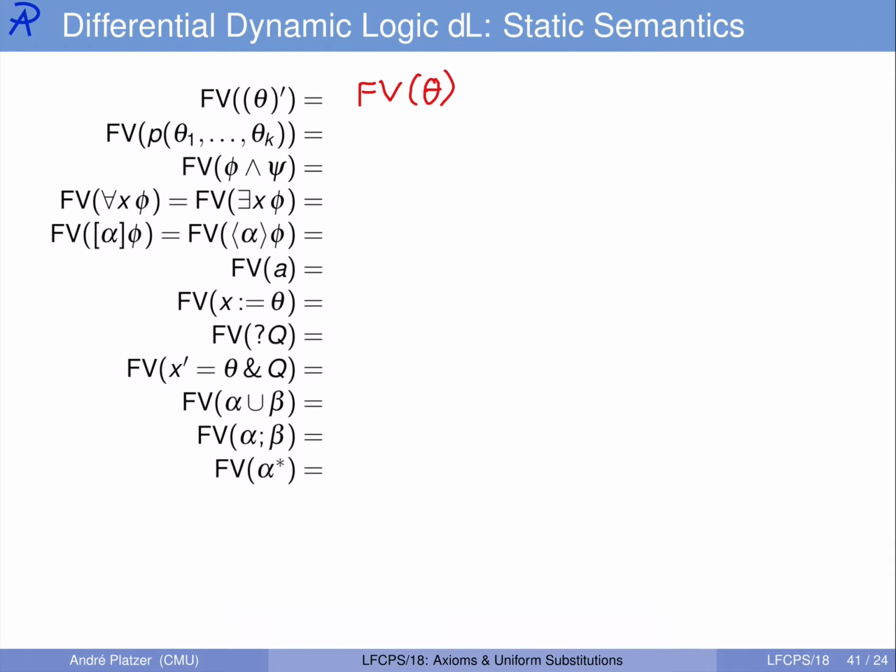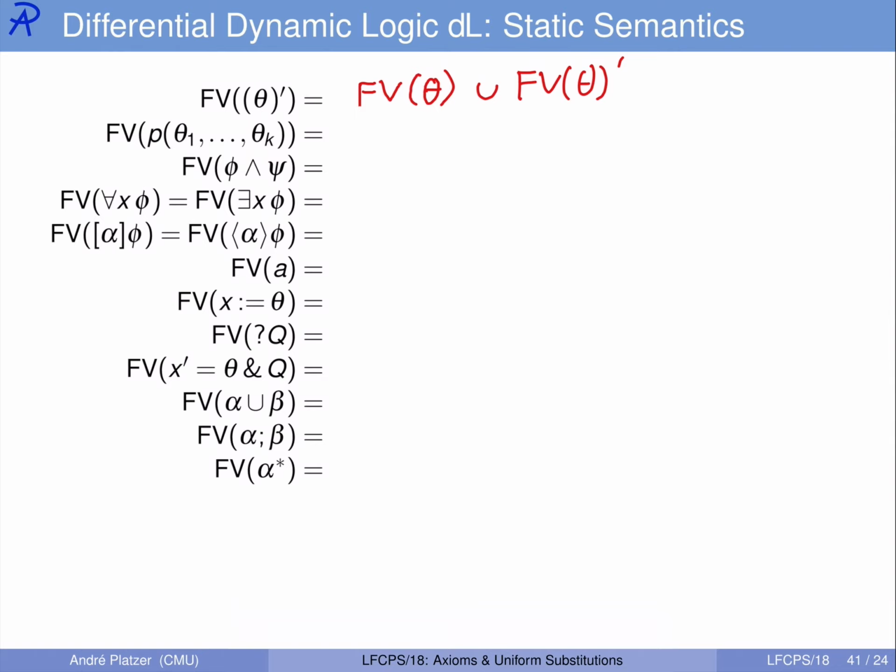Hold on a second, except not really, right? Because if theta mentions x and y, then x plus y prime will not just depend on x and y, but also depend on the x prime and the y prime. So that means the free variables need to include all their primed versions as well. What are the free variables of a predicate symbol?